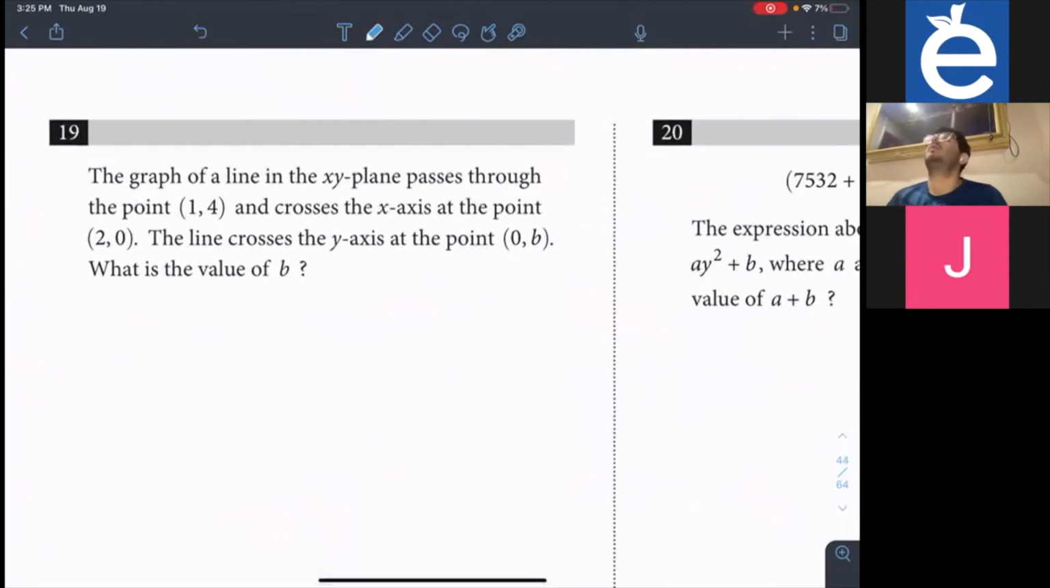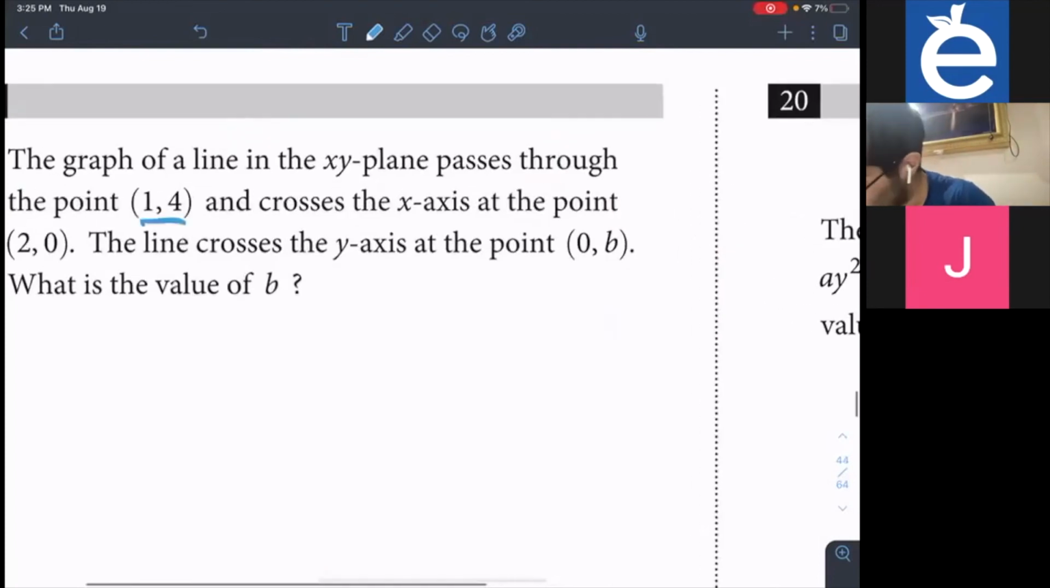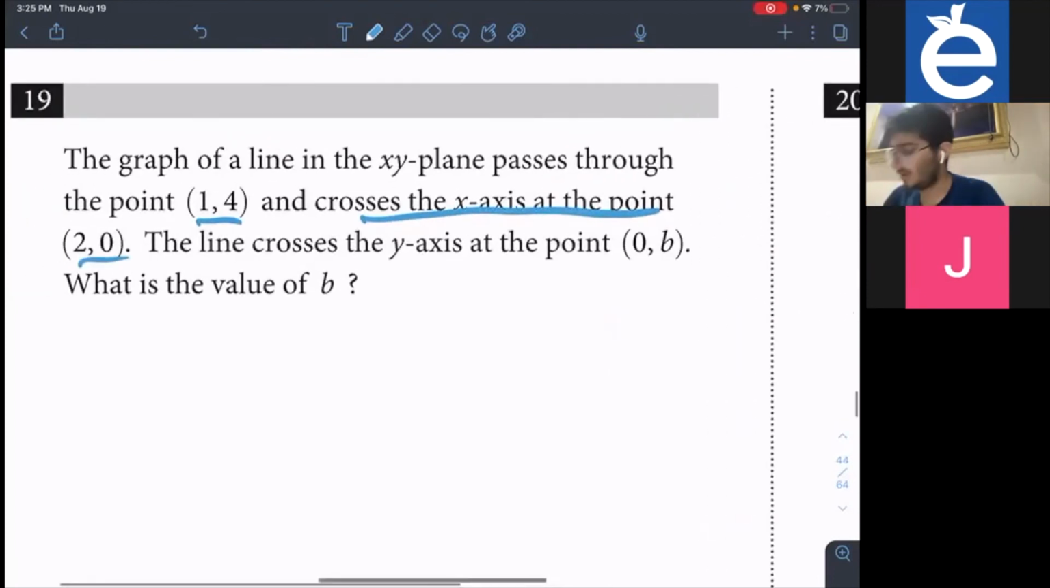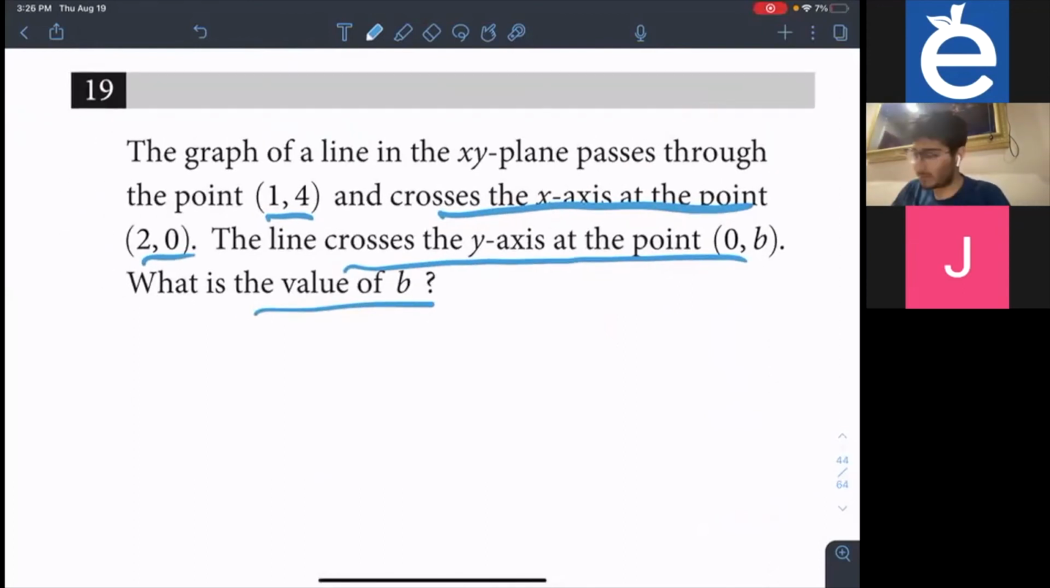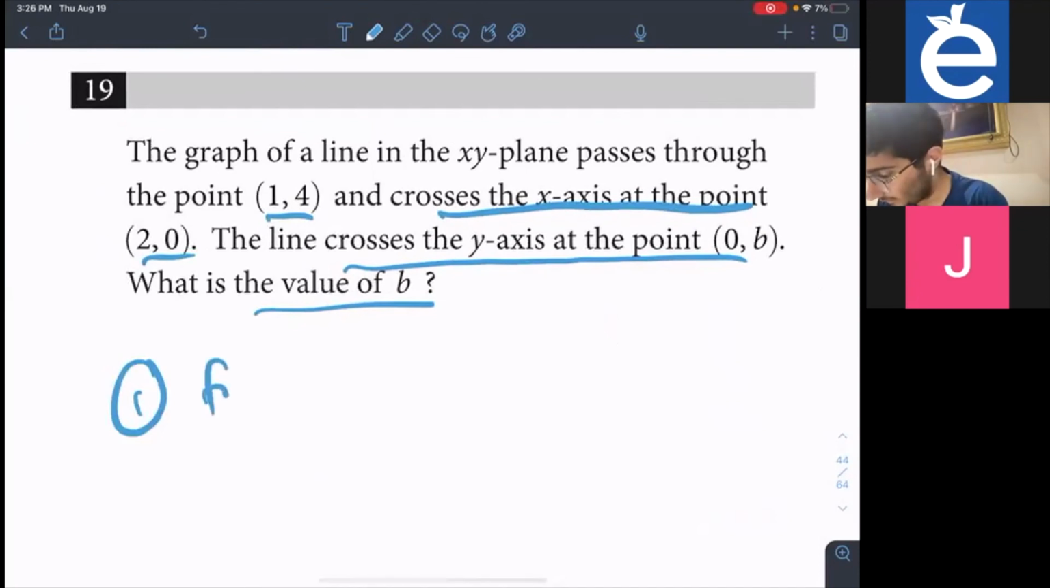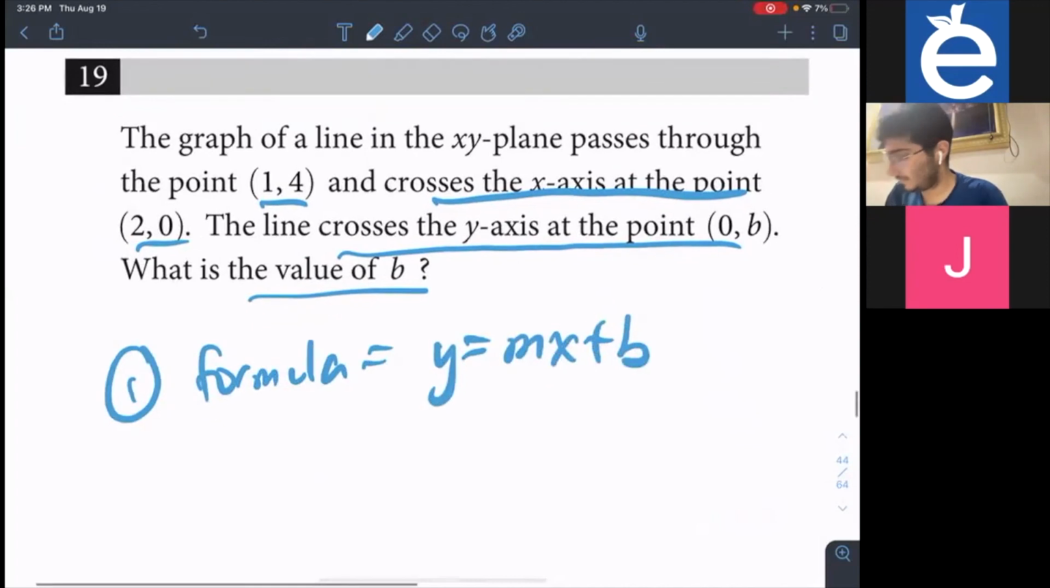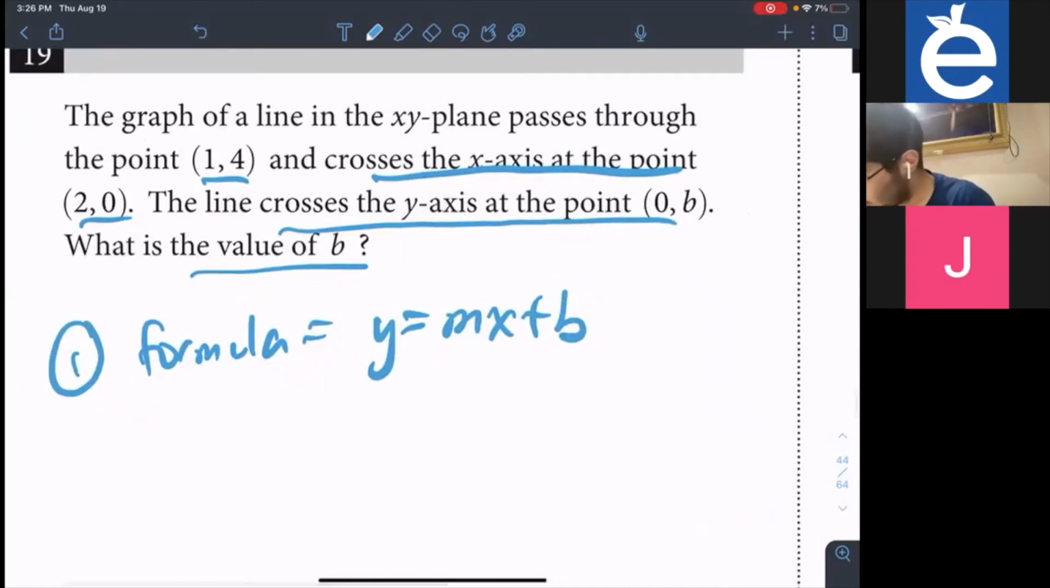Okay. Question 19. The graph of a line in the xy plane passes through the point (1, 4) and crosses the x-axis at the point (2, 0). The line crosses the y-axis at the point (0, b). What is the value of b? So the first thing we would have to do is find the formula, y is equal to mx plus b. So first we would have to use the slope.